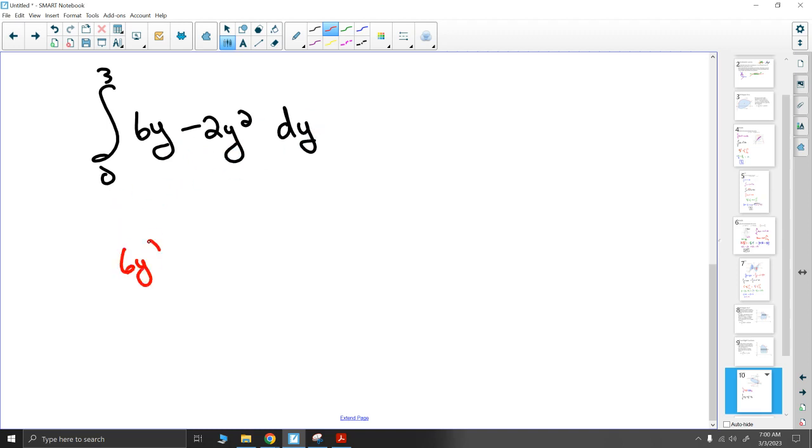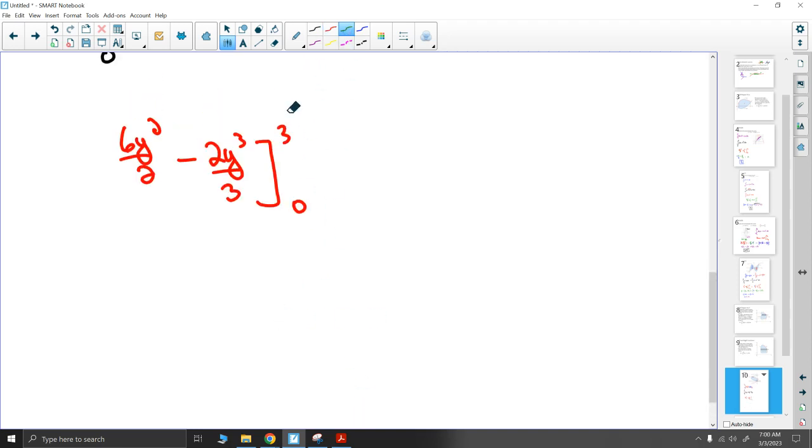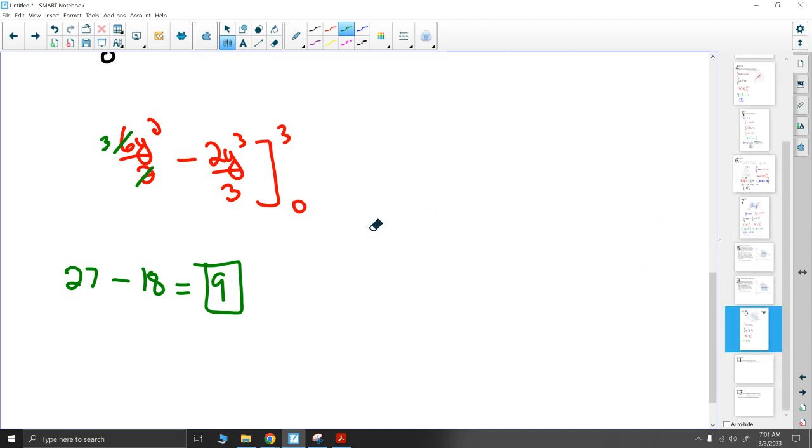So this is 6y squared over 2 minus 2y cubed over 3, and we are integrating from 0 to 3. So 3 squared is 9, times 3 is 27. Minus 3 cubed over 3 is 3 squared, so 9 times 2 is 18. And we get 9. And 0 into this is just 0, so we're good there. And we get our area here is 9.